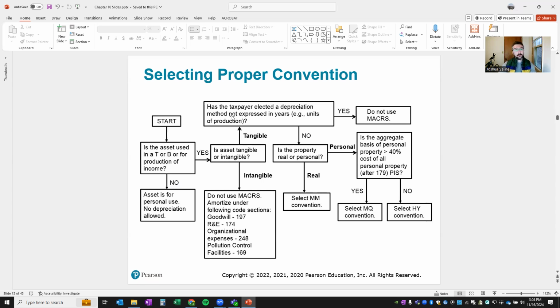So we're going up here. Has the taxpayer elected a depreciation method not expressed in years? We have not, because we're saying that it's going to be 5 years. That's what vehicles are. Is the property real or personal? And it is personal, so is the aggregate of personal property greater than 40%? No, so we're going half-year here.